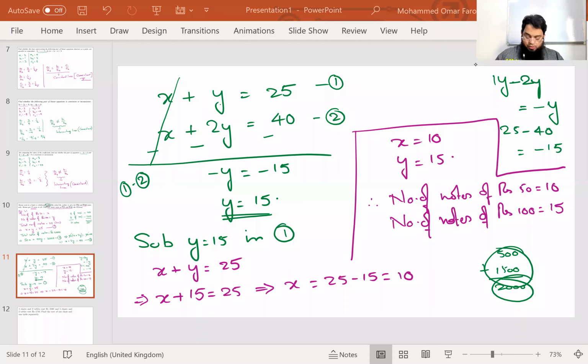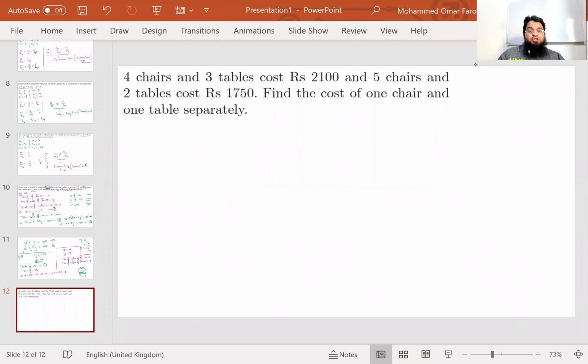So let's move on to the next problem. Let us see what the next problem is. 4 chairs and 3 tables cost rupees 2100, and 5 chairs and 2 tables cost rupees 1750.